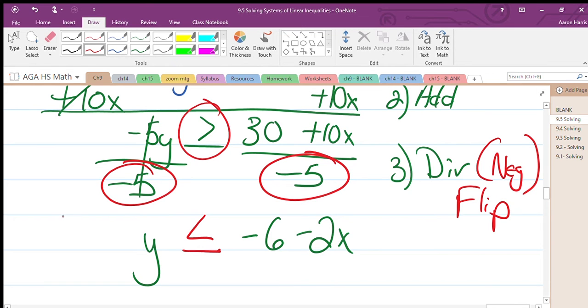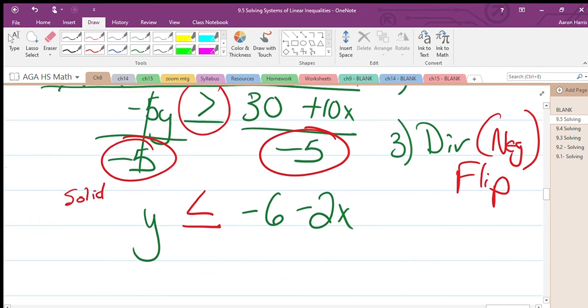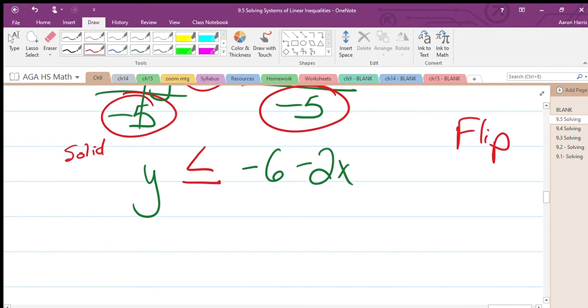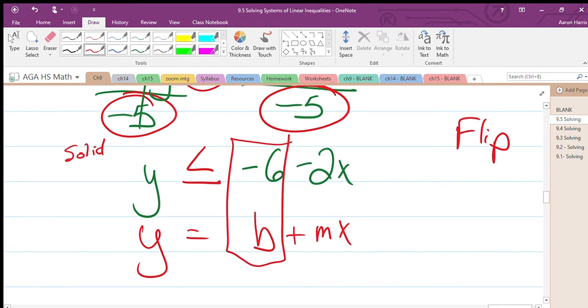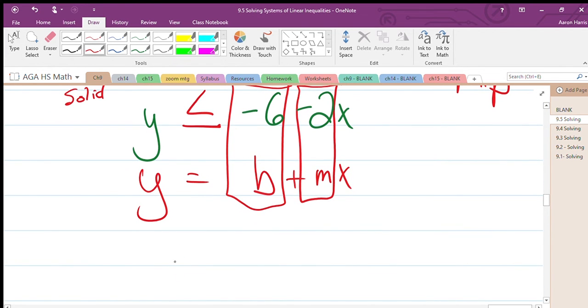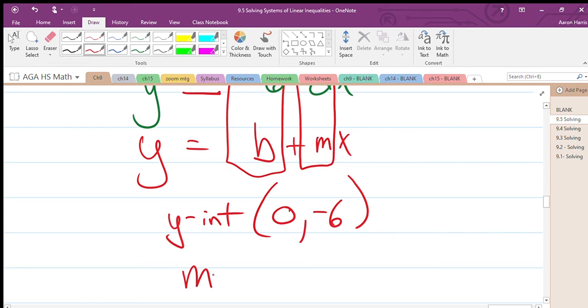Okay? What kind of line am I going to draw? That's right. Solid. Because it says equal to. Okay? So y equals, this is b. The negative 2x, anything with the x, that is always your slope. So plus mx, okay? So here's my b, here's my m, and there's the x's, correct? So my y-intercept is what? That's right, 0, negative 6. Does that make sense? My slope is what? Negative 2. You can put it over 1. I'm going to go down 2 and to the right 1.